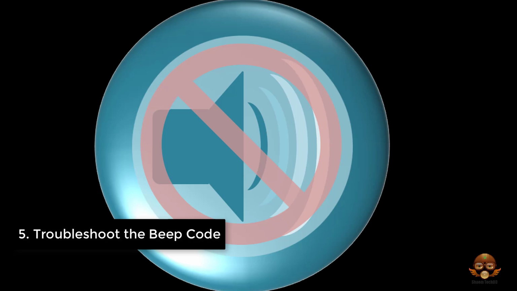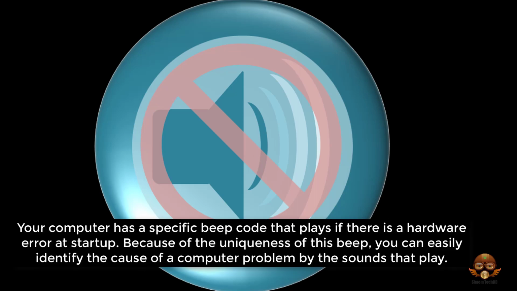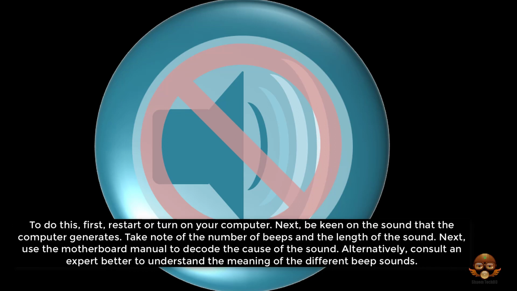Troubleshoot the beep code. Your computer has a specific beep code that plays if there is a hardware error at startup. Because of the uniqueness of this beep, you can easily identify the cause of a computer problem by the sounds that play. To do this, first, restart or turn on your computer.